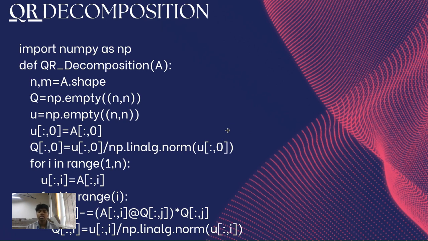First column: take the first column of A and store it in U. Normalize the column, make it length 1, to get the first column of Q.